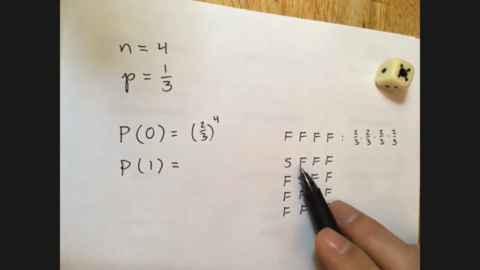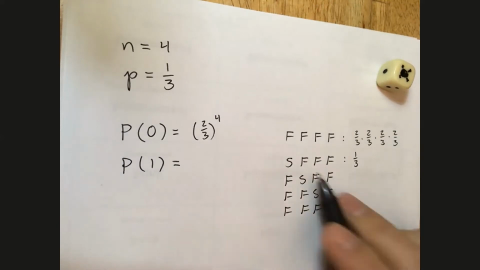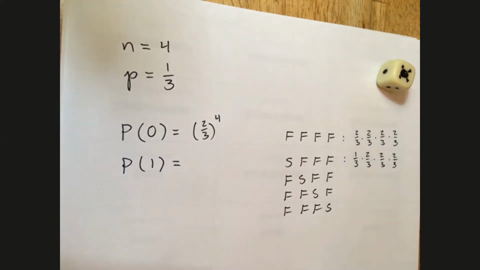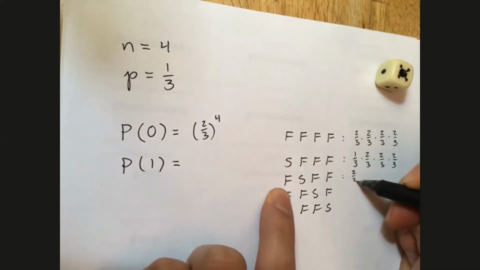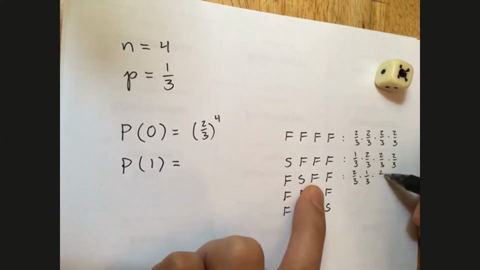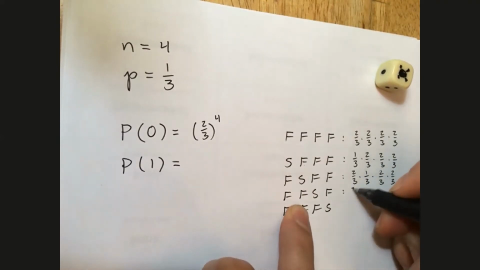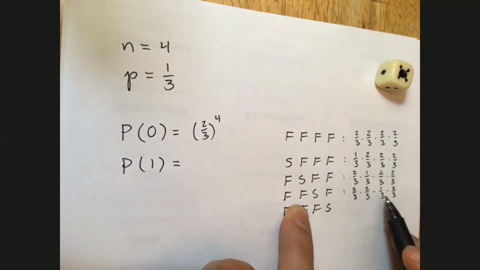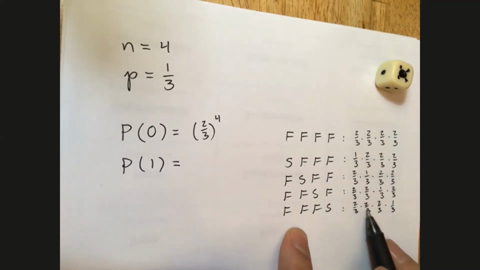What's the probability of any one of these? Well, take the first one. The probability of a success is 1/3. The probability of a failure is 2/3. And we got that 3 times. So 2/3 times 2/3 times 2/3. And what about the next one? Well, here my failure was first, so 2/3, followed by my success, 1/3, followed by 2 failures, 2/3, 2/3. What about this one? It's failure, failure, success, failure. 2/3, 2/3, 1/3, 2/3. What about the last one? It's failure, failure, failure, success. So 2/3, 2/3, 2/3, 1/3.